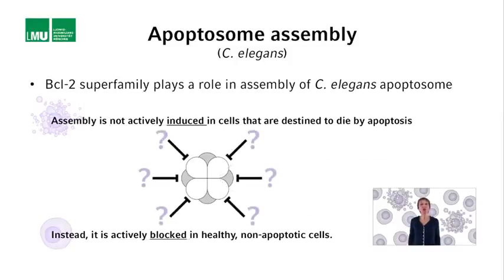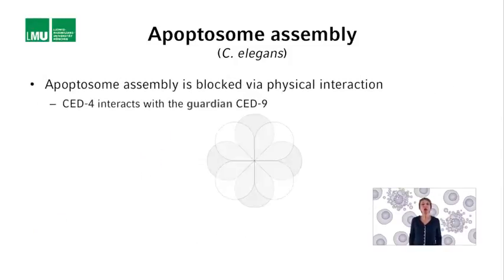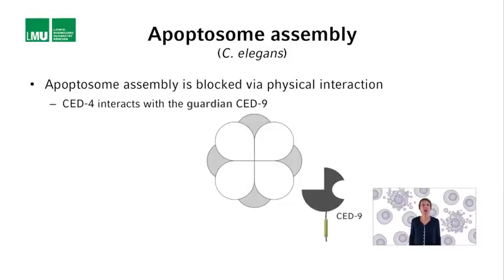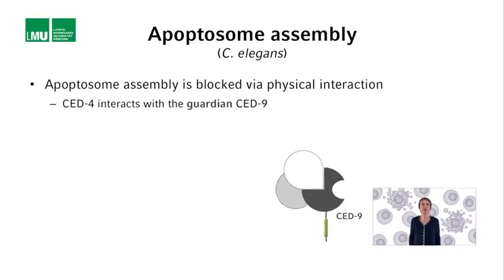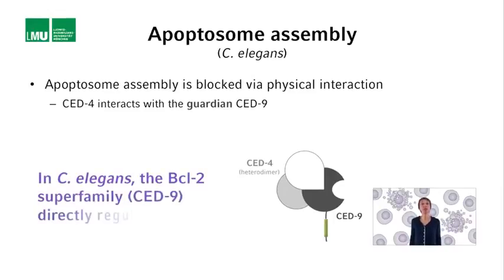How is apoptosome assembly actively blocked in healthy non-apoptotic cells? It is blocked through a direct physical interaction between the guardian CED9 and CED4. In 1997, a number of investigators independently reported that CED9 and CED4 can interact. Therefore, in C. elegans, the BCL2 superfamily and CED9 in particular directly regulate apoptosome assembly.